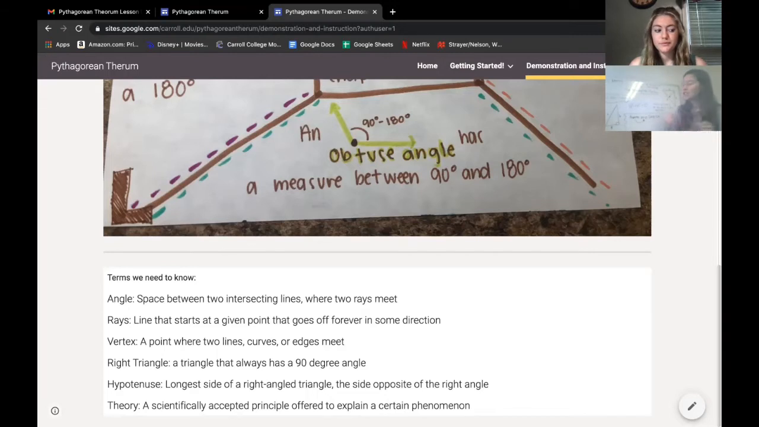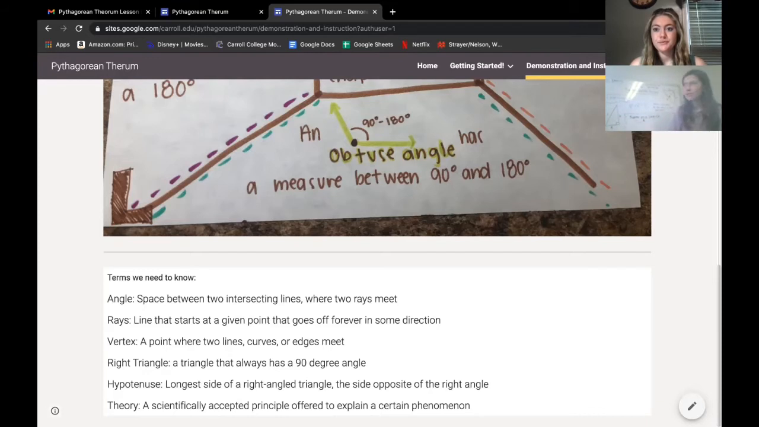So getting into the Pythagorean theory, we need to know what a right triangle is. That's a triangle that has a 90-degree angle. It has those 2 rays that meet at 90 degrees. Then the hypotenuse is the longest side of the right triangle, the side opposite the right angle, as you can see on our board.